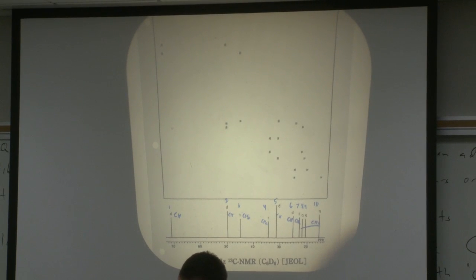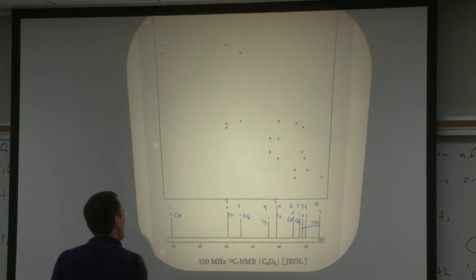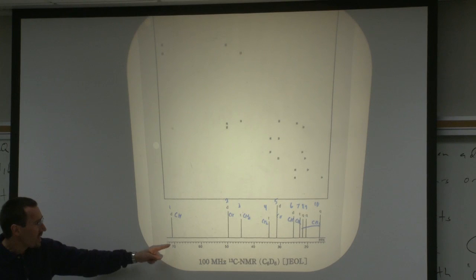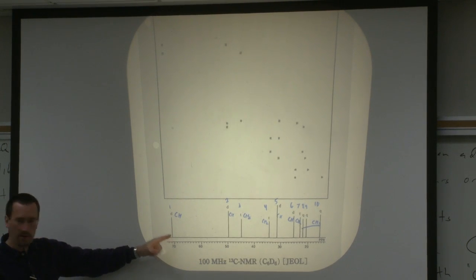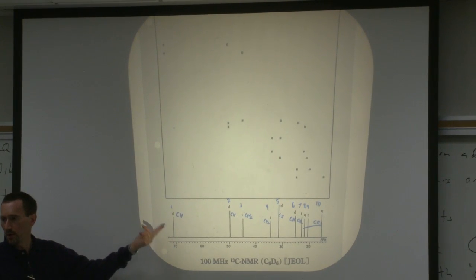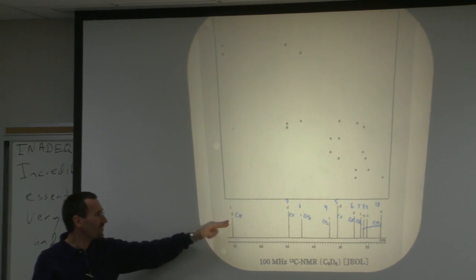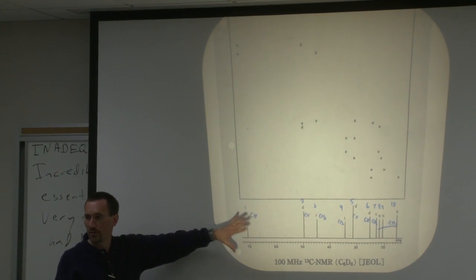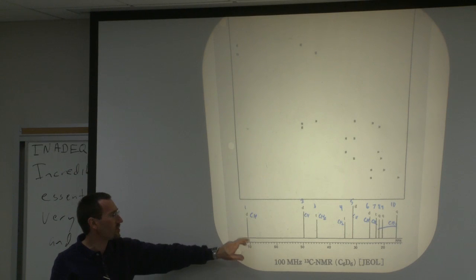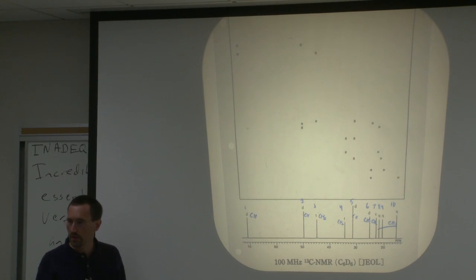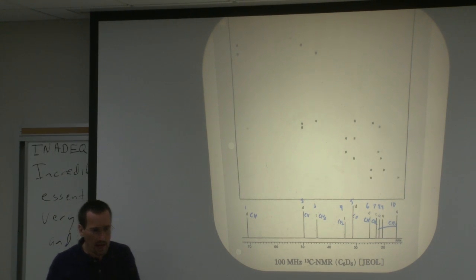So, okay, our molecule contains some methyl groups. It contains some methylene groups. We have this one methine group down here at 70 parts per million. I said we're an alcohol, so obviously, this carbon at 70 is right in the range where you'd expect a carbon connected to an oxygen. So obviously, that's going to be the one connected to the oxygen.